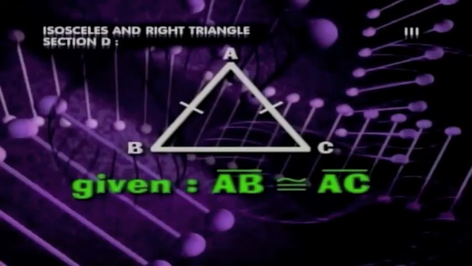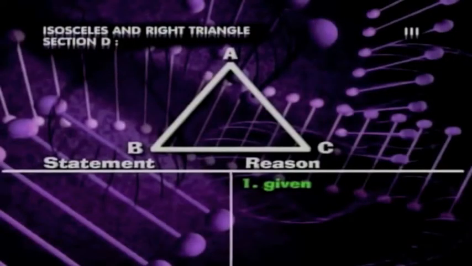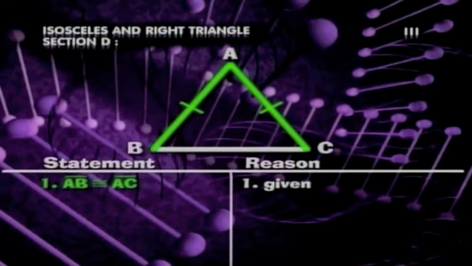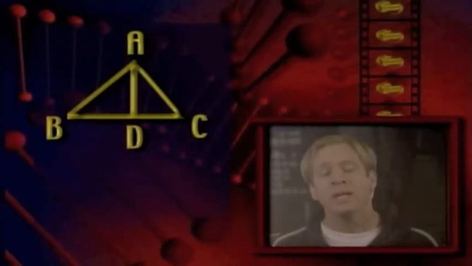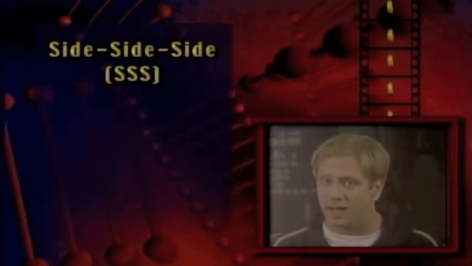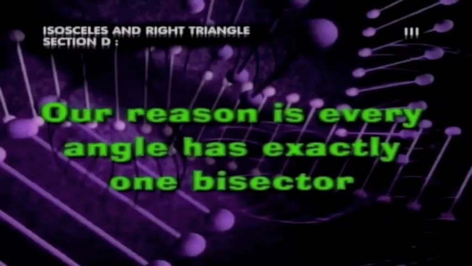Given that sides AB and AC are congruent, prove that base angles B and C of isosceles triangle ABC are congruent. First, we'll get started by stating our given information. Sides AB and AC are congruent. Second, we'll draw AD, the bisector of angle A. Why do we do this? We need a way to use one of our newly learned triangle postulates: side-side-side, angle-side-angle, or side-angle-side. Our reason is every angle has exactly 1 bisector.